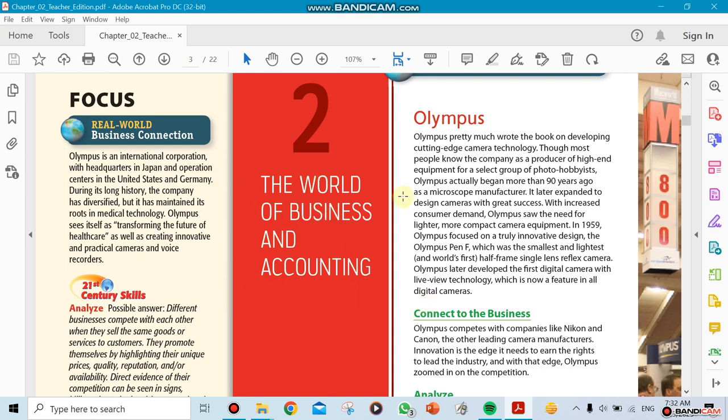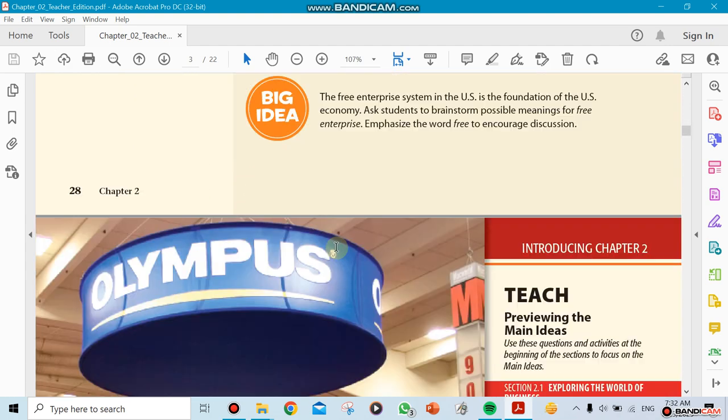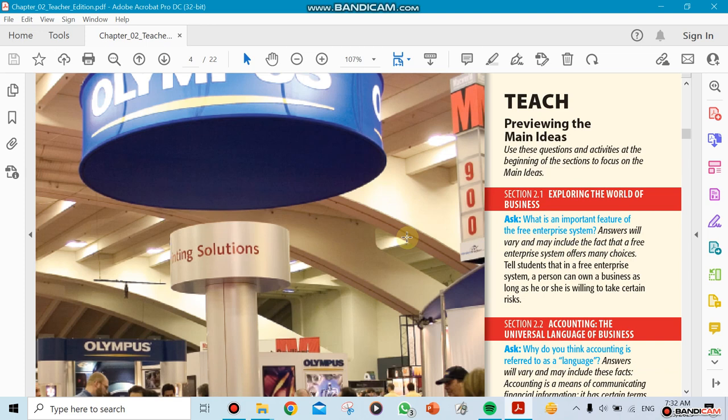Chapter two, we're going to talk about the world of business and accounting. We're only going to do one section on that day, which is exploring the world of business. So this is going to be our first section. You're coming to a business course, and by the way, accounting is part of business. If you're majoring in a business course in general, accounting is going to be a must. You're going to take accounting 101 and accounting 102, for example. This book will help you a lot to understand accounting when you go to college. You're going to have an advantage over other students, because most students in high school don't take accounting. So this is a good thing for you.